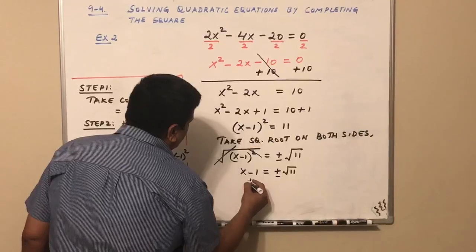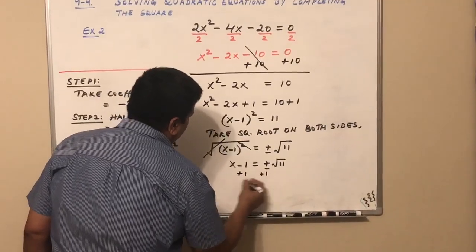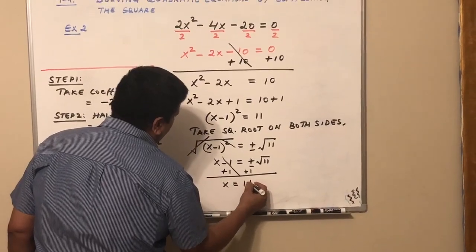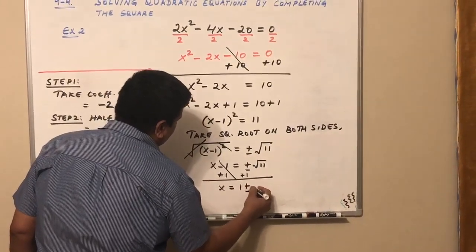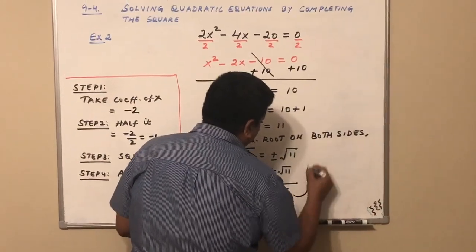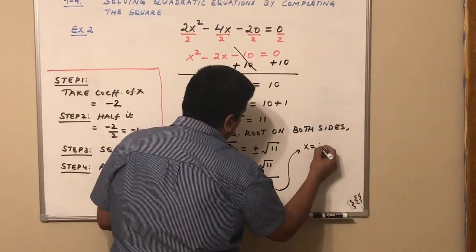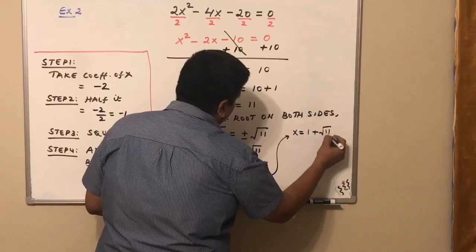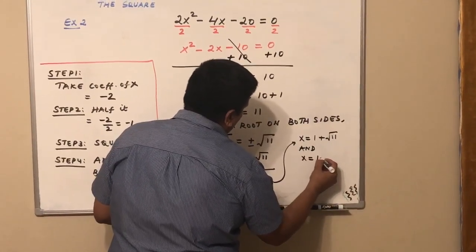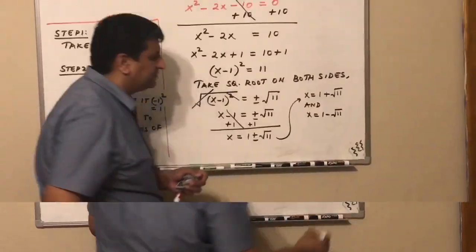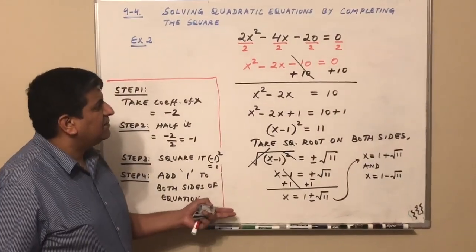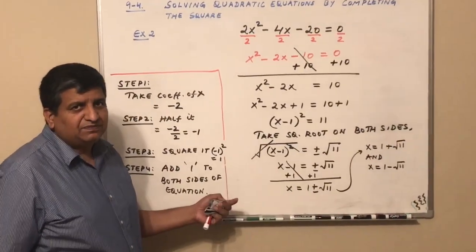You're going to add 1 to both sides of the equation. x equals either 1 plus or minus square root of 11. So the two answers are x equals 1 plus square root of 11 and x equals 1 minus square root of 11. With practice, you will see that this method is actually a pretty good method and it's not very hard.